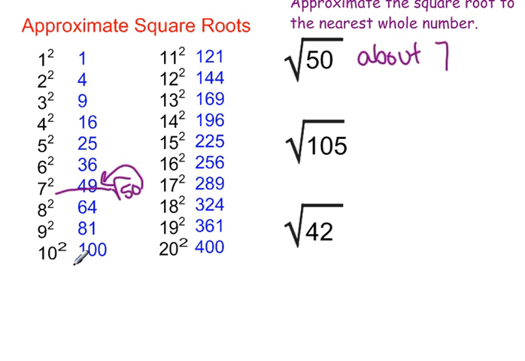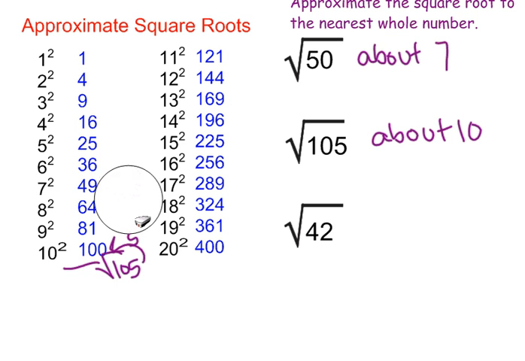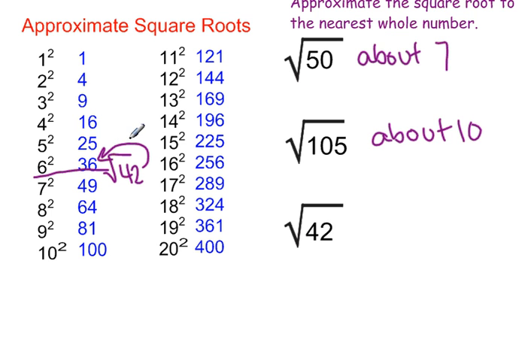Here's the square root of 105. It went right here. And it was only 5 numbers away from the low end. The square root of 105 was between 10 and 11, and it's closer to the low number, happens to be about 10. And the square root of 42 was between 6 and 7. It happened to be closer to the low number. It's only 6 away from there, so it was closer to the low number, which was 6.